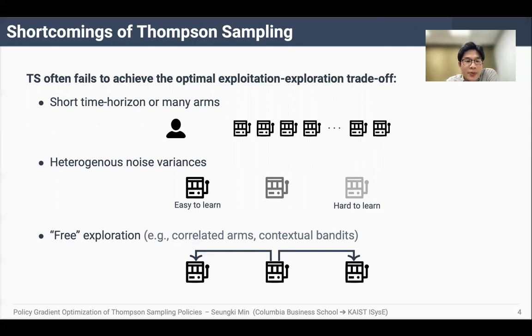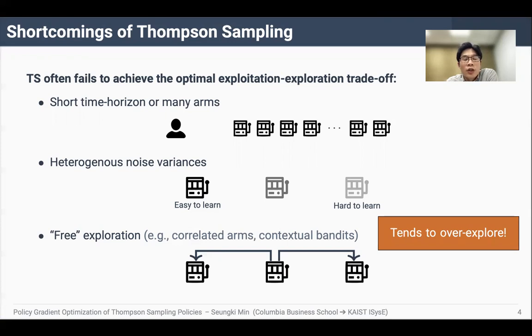There can also be some free exploration effect. This arm in the middle may reveal some information about the other arms, and in this case, we're better off trying out this arm first. But again, Thompson sampling will treat them all as equally likely if they have the same priors. So to summarize, we can say Thompson sampling tends to overexplore. It's somehow overly optimistic about how much we can learn in the future when selecting each of the actions. And there can be a simple heuristic modification of Thompson sampling to fix each of these issues.